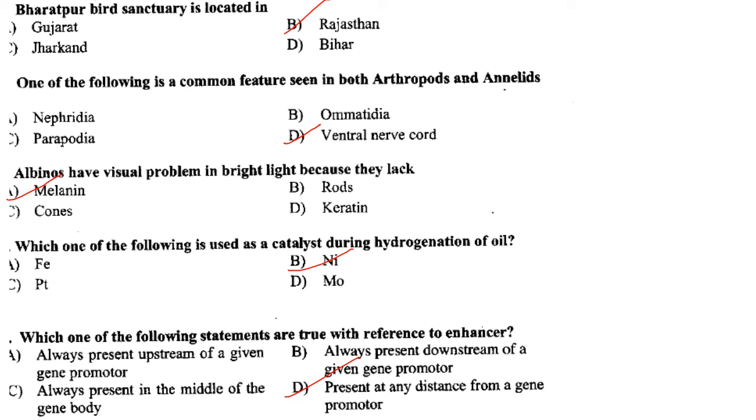Which one of the following statements is true with reference to enhancer? So enhancers can be located upstream of a gene, within the coding region of the gene, downstream of a gene, or thousands of nucleotides away. Okay, so the options: always present upstream of a given gene promoter, need not be. Always present downstream of a given gene promoter, that also need not be. Always present in the middle of the gene body, that also need not be. Present at any distance from a gene promoter, that is correct. So answer is option D.